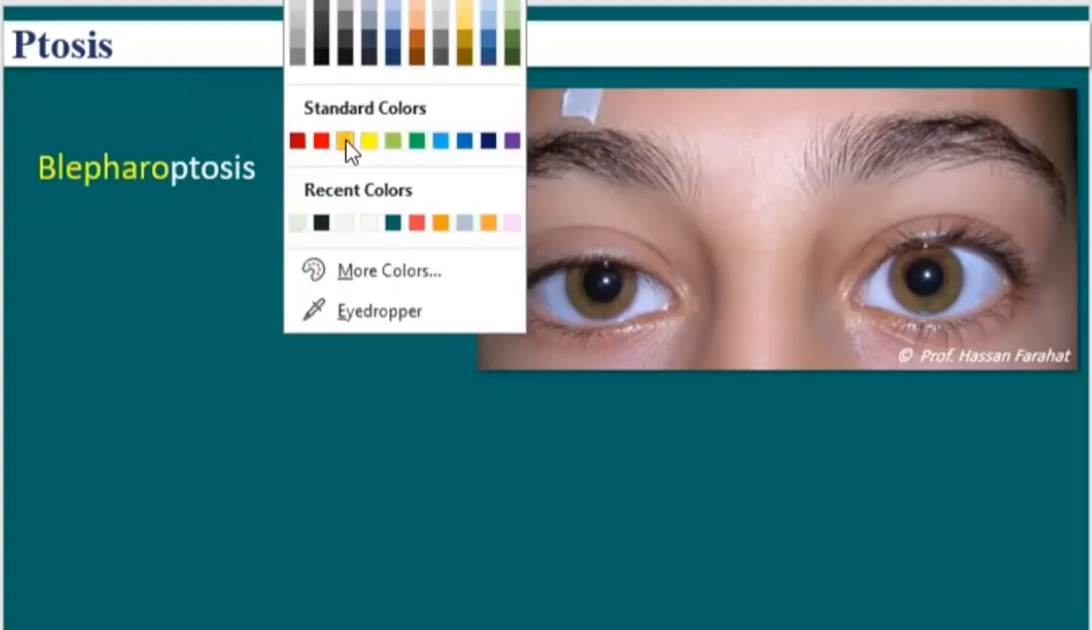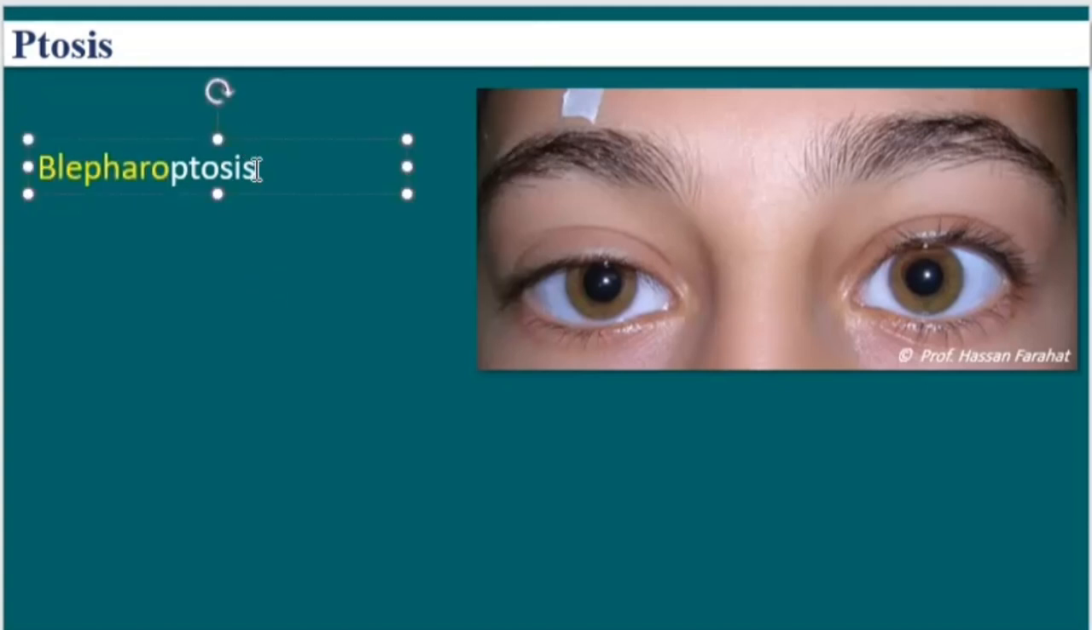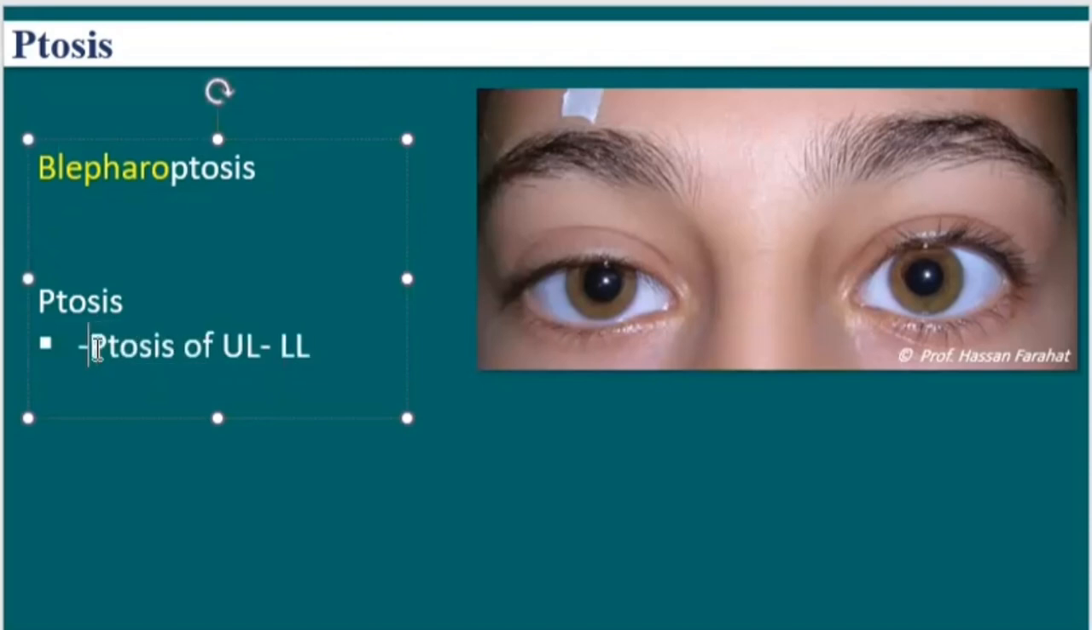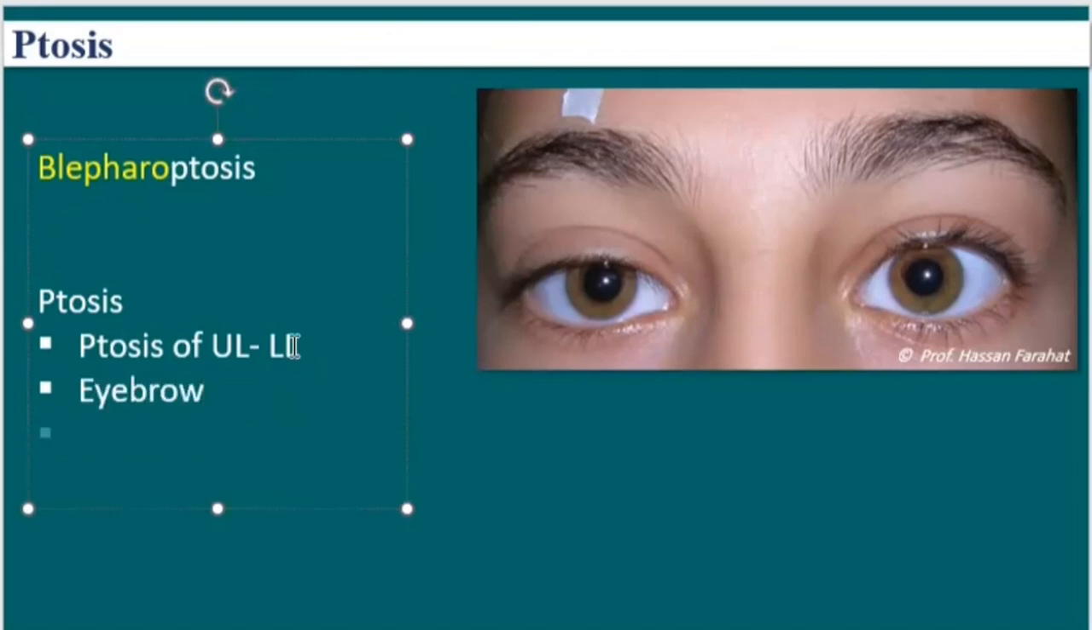Blepharo means we are talking about the eyelid. On the other hand, ptosis is not specific, because we have other ptosis. We have ptosis of the upper lid, and ptosis of the lower lid. Do you know other ptosis in ophthalmology? Yes, we have brow ptosis, and this is, by the way, an important sign. So we have eyebrow ptosis. What else? Eyelash ptosis. Eyelash or eyelashes? I think eyelashes.